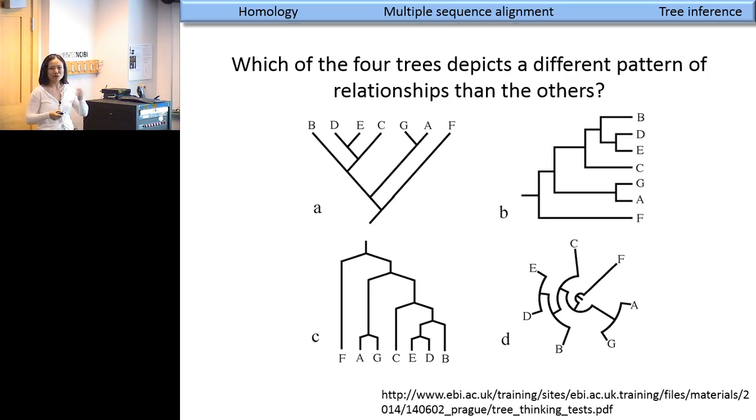Just to get you used to reading different formats of the tree. Okay, yeah. Someone else? A, yes. A is different. Again, you're basically looking at the branching order. Great.